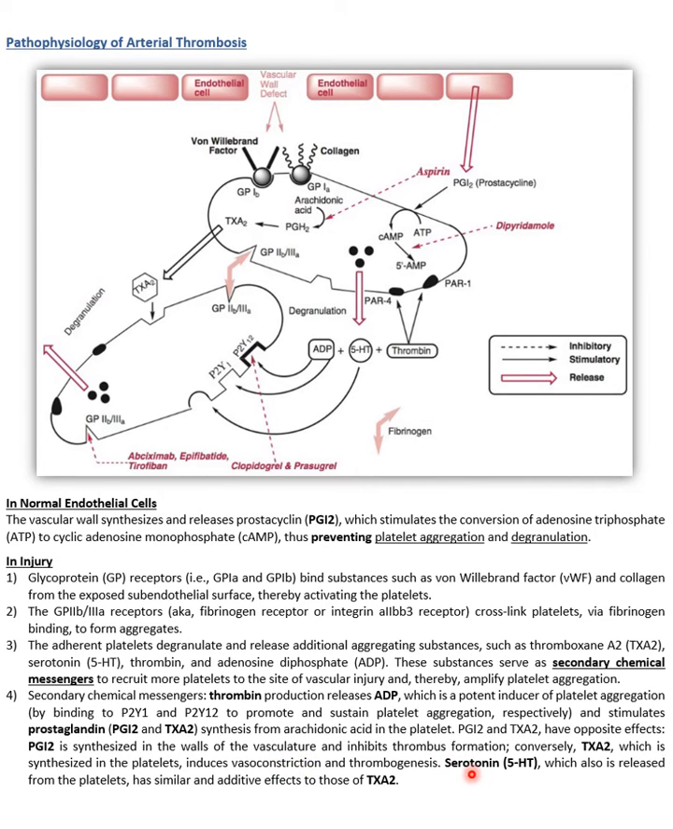We have another chemical also called serotonin, or the 5-hydroxytryptamine, which is released from the platelets and has similar effects to the thromboxane. So I guess the PGI2 tries to make a balance, in the case of the injury, between thrombosis and anti-thrombosis.